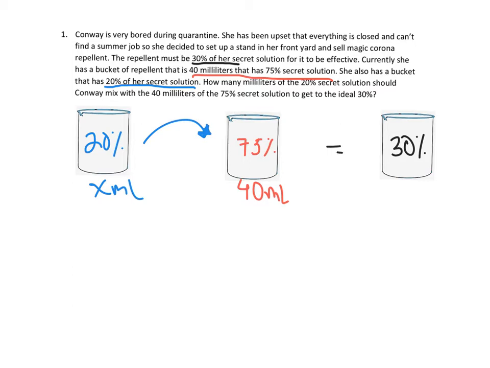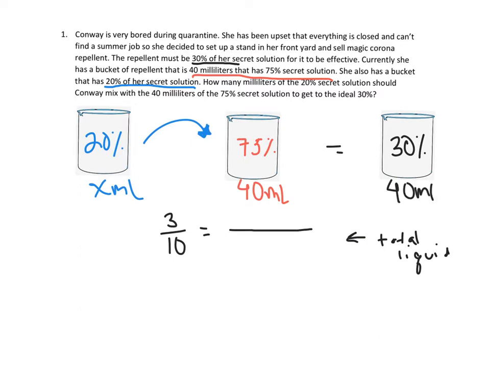So the formula we want to use is, well, 30% is actually 3 out of 10. And if we're thinking about the total amount of liquid, which is our denominator, so our total liquid that we're going to use, well, we're going to have 40 milliliters from our 75% solution, and then we're going to add X milliliters of the 20%. So our total amount of liquid would be 40 plus X.